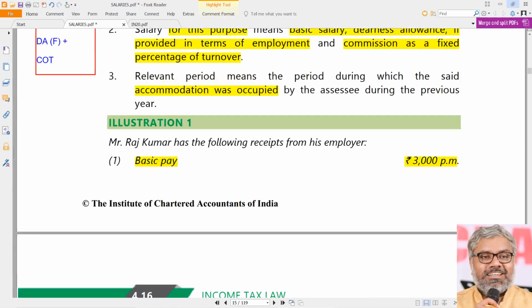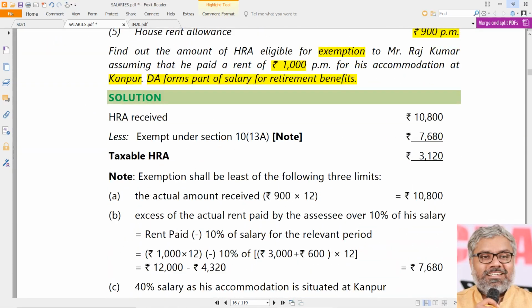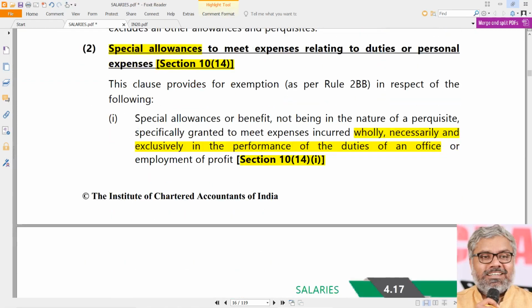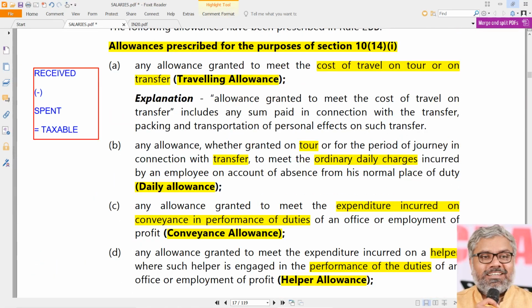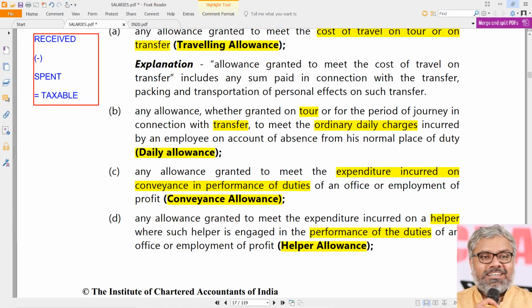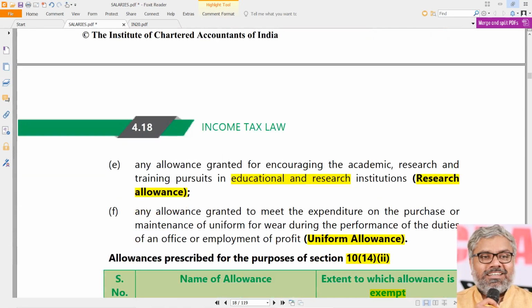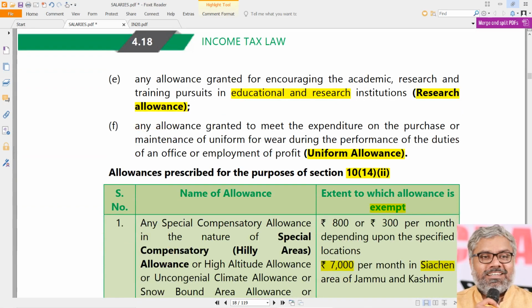HRA anyway, you can write the core provision, how the exemption is calculated. Then 10(14)(i), you can write the list of only names at least enough. Traveling allowance, daily allowance, conveyance allowance, helper allowance, research allowance, uniform allowance. You can write those names and remember those names. But main thing is you have to also understand why they are given. Name itself indicates mostly, but you should understand the essence of that.